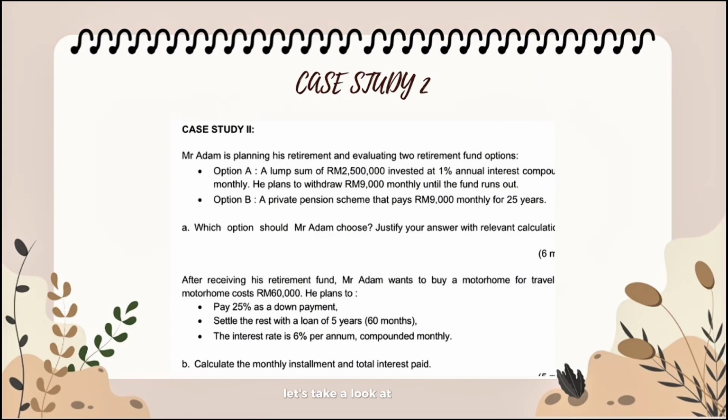Let's take a look at question B. After receiving his retirement fund, Mr. Adam wants to buy a motorhome for travel. The motorhome costs RM 60,000. He plans to, first, pay 25% as a down payment, second, settle the rest with a loan of 5 years, 60 months. Third, the interest rate is 6% per annum compounded monthly. So the question is, calculate the monthly installment and total interest paid.